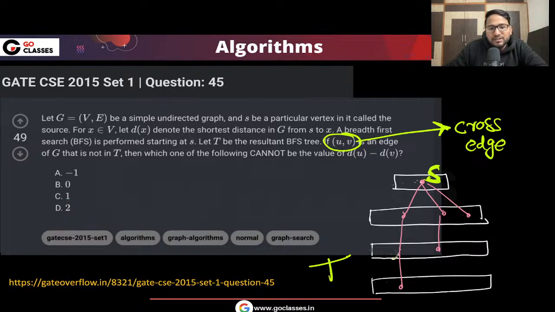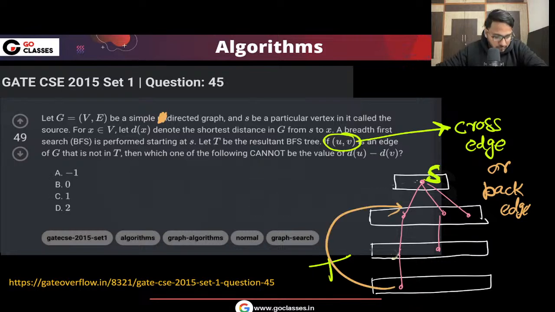Now suppose they ask you the same question about the directed graph. Instead of undirected, they say directed graph. Then what will you say? If they say directed, then is this 2 possible? Then this 2 is possible, right? Maybe this is a back edge, you don't know. It could be the cross edge or it could be the back edge also, right? So maybe this is a back edge, you don't know. So that is why cannot be the value.